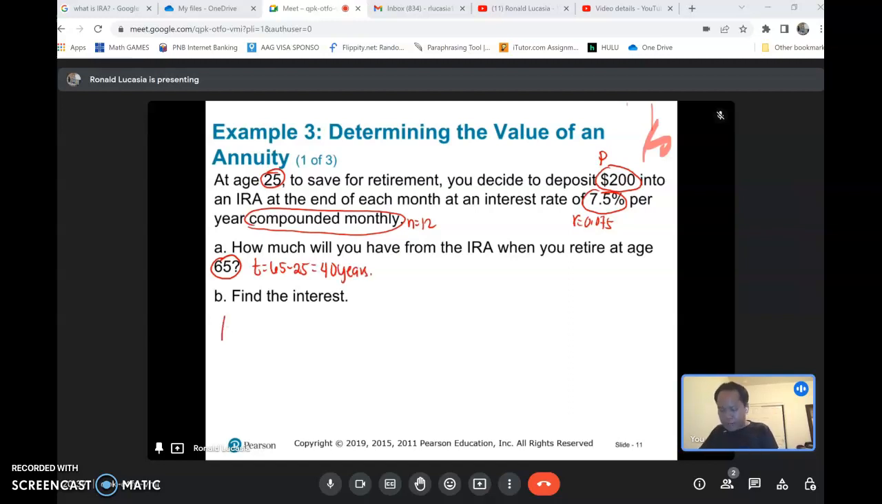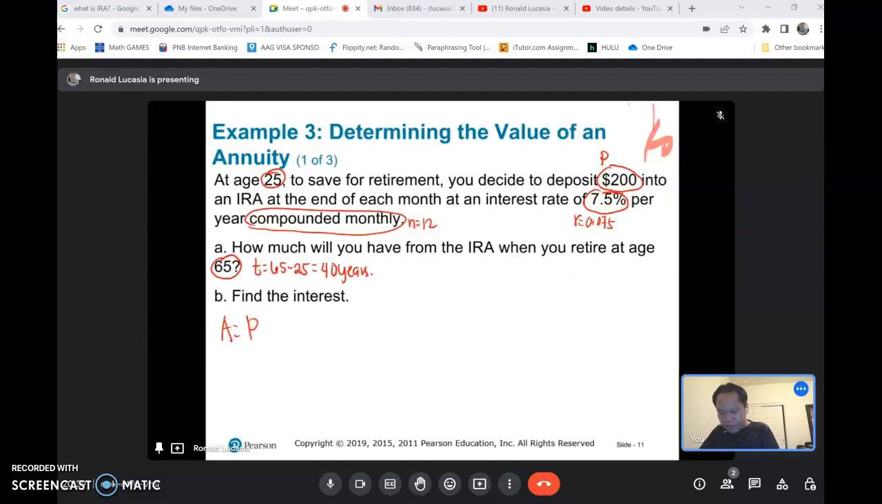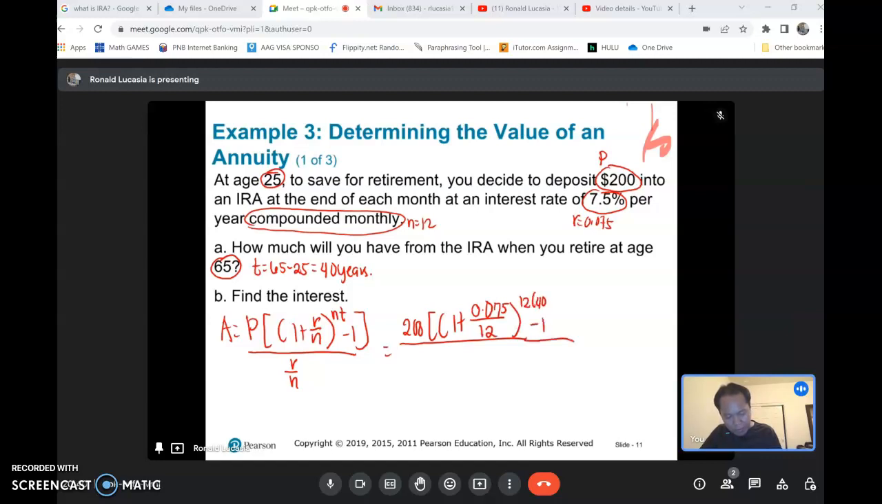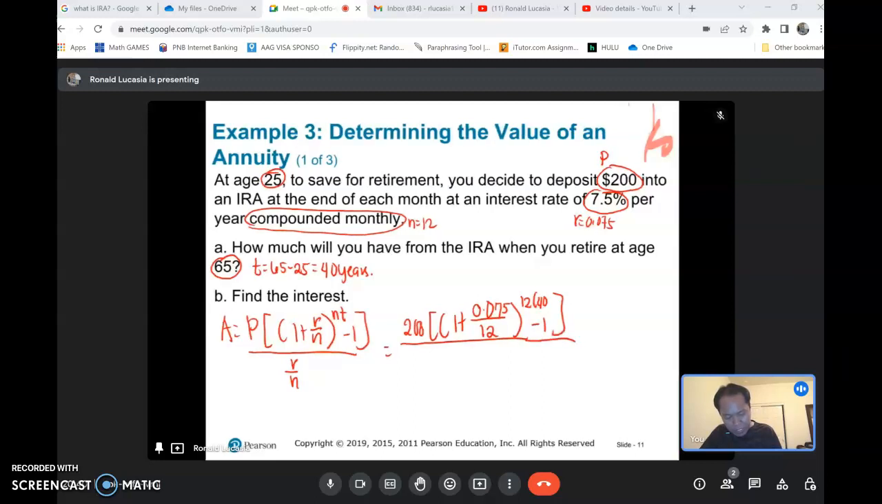So using the formula, you have P times 1 plus the rate over n raised to the power of nt minus 1, all over r over n. So you have $200, 1 plus the rate, which is 0.075. The number of compounding periods is 12, raised to the power of 12 times 40, minus 1, all over 0.075 over 12.